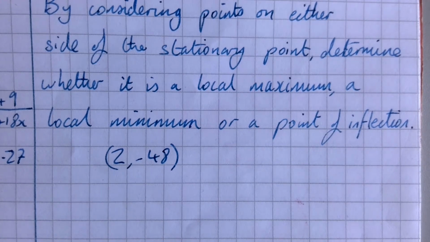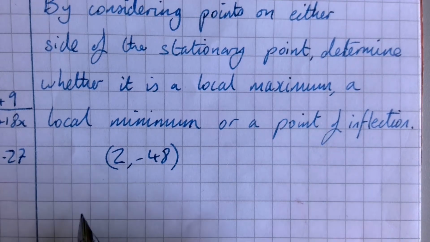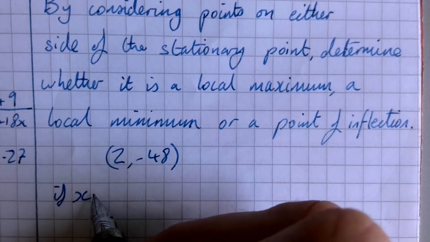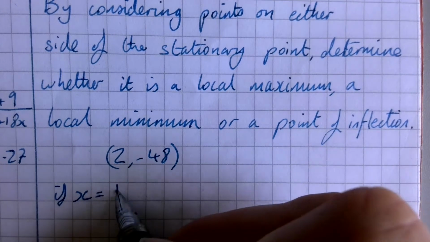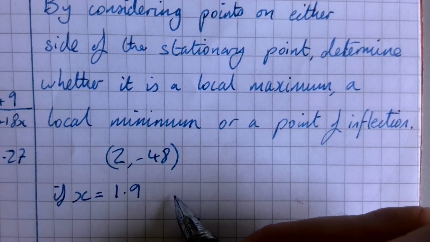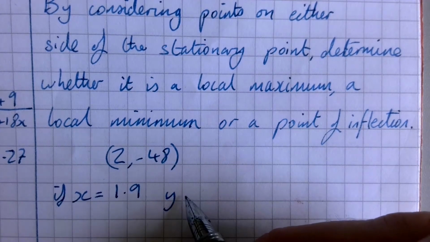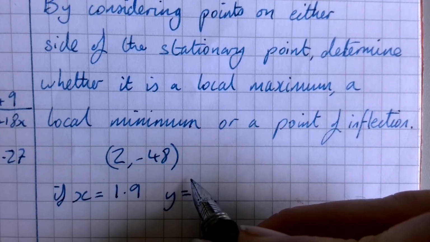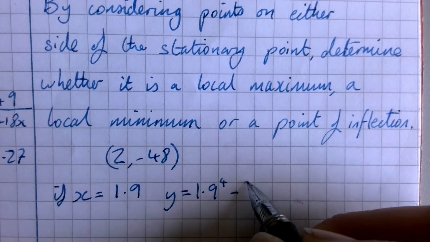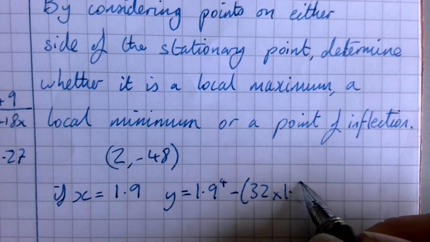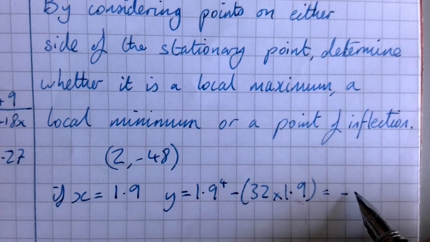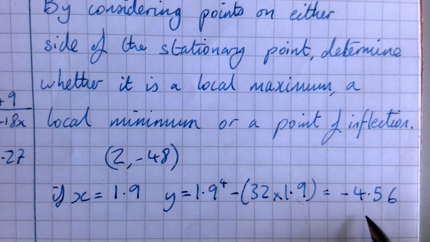And you can give any point either side, but we tend to go for something really quite close to it. So if you say if x equals 1.9, y is going to equal, and then we will do 1.9 to the power of 4 take 32 times 1.9, and that should give us negative 4.56.